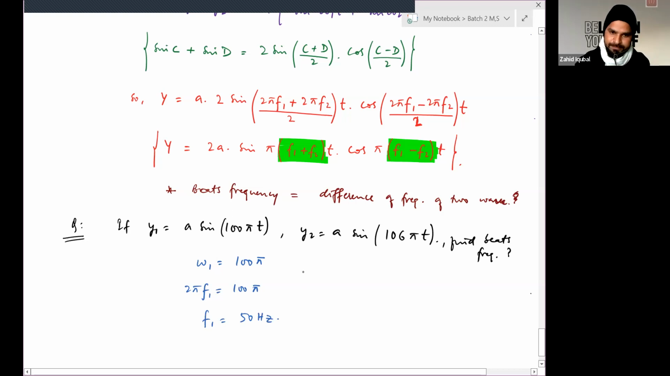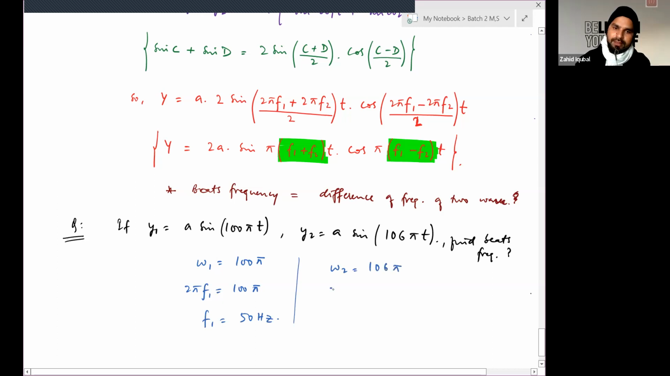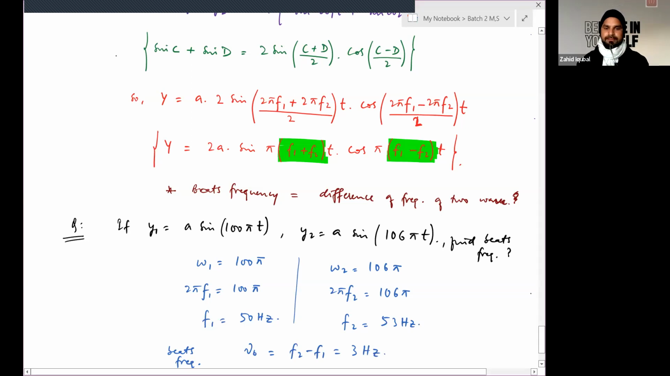Is it clear, Sumaira? Yes, sir. Similarly, omega 2 we have 106 pi. So it will be equal to 2 pi f2, 106 pi. So f2 from this part will be 53 hertz. So beat frequency is equal to the difference of frequency of the two waves, that is f2 minus f1. So it will be 53 minus 50, that will be 3 hertz. So this is how we can solve beat frequency problems related to equations. Any doubt? No, sir.